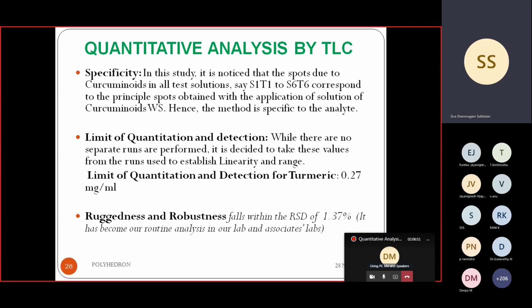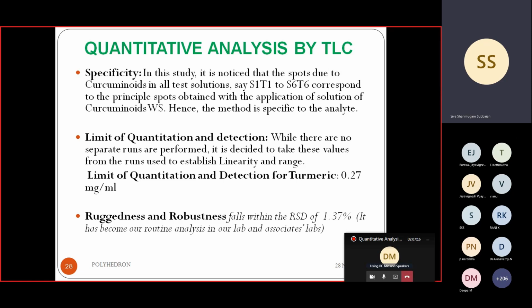And the limit of detection and quantitation: we did not do any test specifically to find out the exact detection limit or the quantitation limit. We restrict ourselves only to the samples we carried out, and 0.27 mg per ml is the detection as well as quantitation limit. This we are concluding for this session.